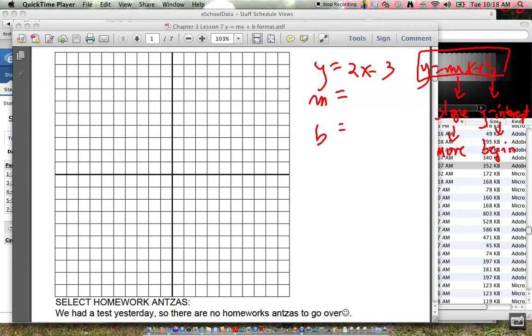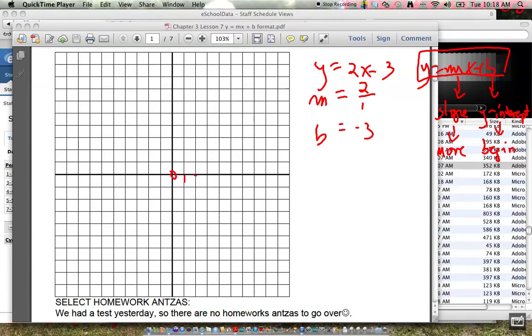Now, in this equation, y equals 2x minus 3, what is the slope? Come on, look, what is it? Instant. 2. Or 2 over 1. Because the number 2 is really 2 over 1. We just don't bother writing the over 1. What is the y-intercept? Instant. Negative 3. Where do I begin? Negative 3. So I go on the y-axis, and I go to negative 3.